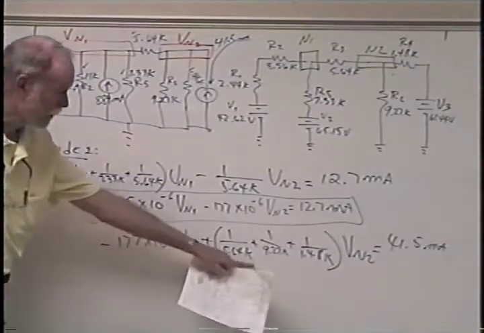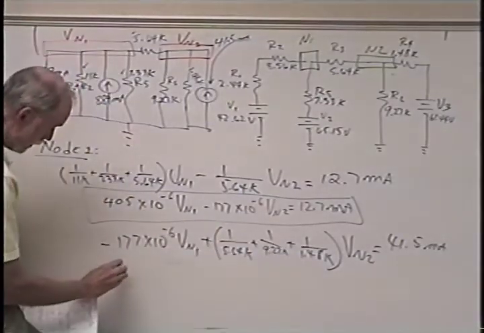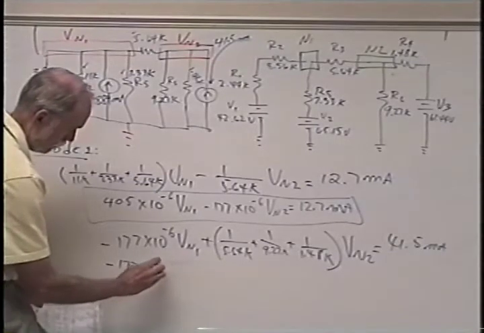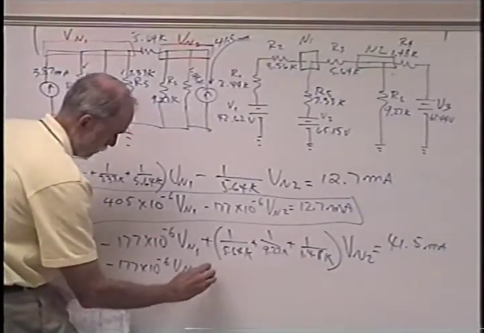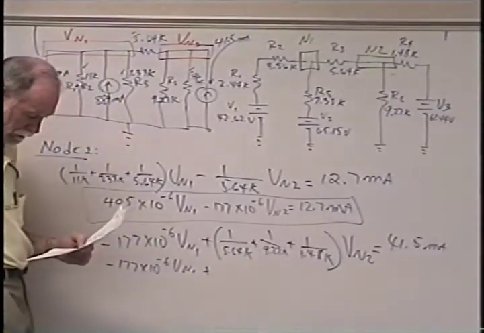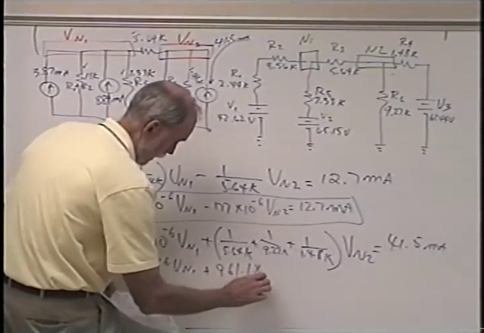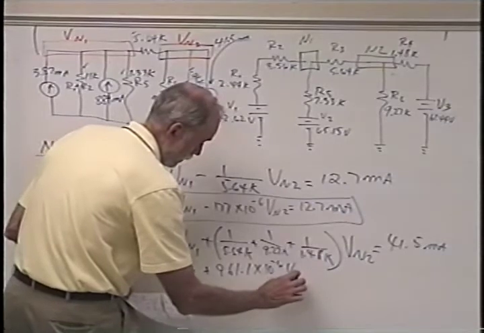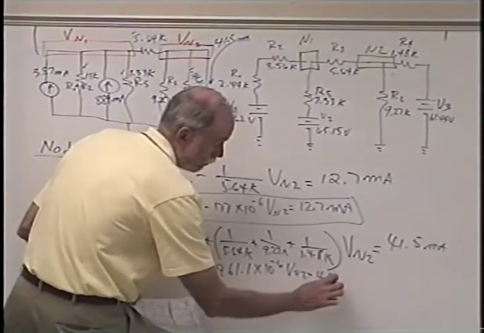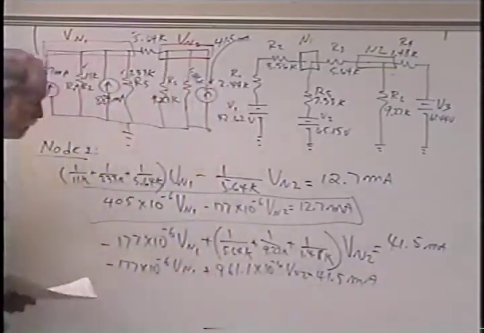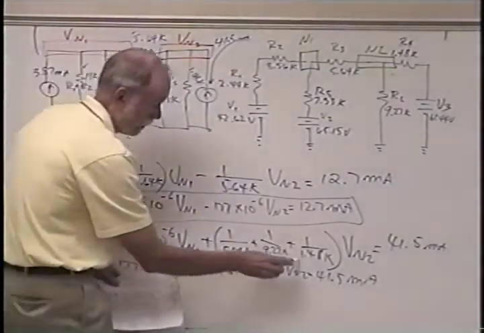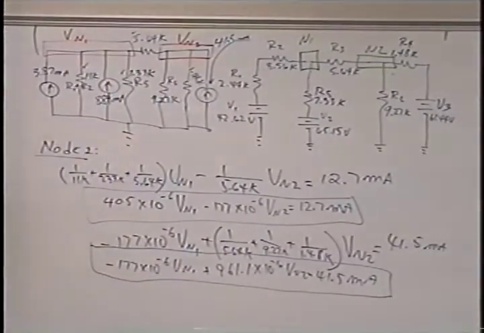Again, we go ahead and take the reciprocal of these three and add them up. That comes out to 961.1 times 10 to the negative 6 times V node 2 equals 41.5 milliamps. So here's equation number 2 that you put into the computer. Okay, so those are your two equations.